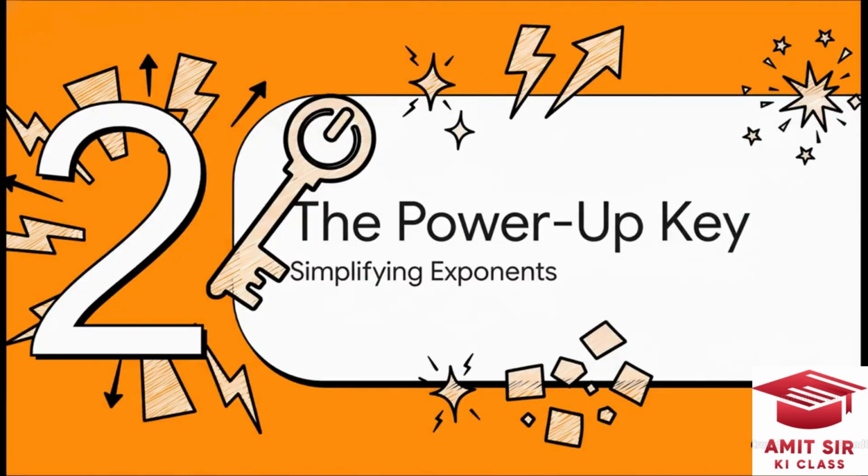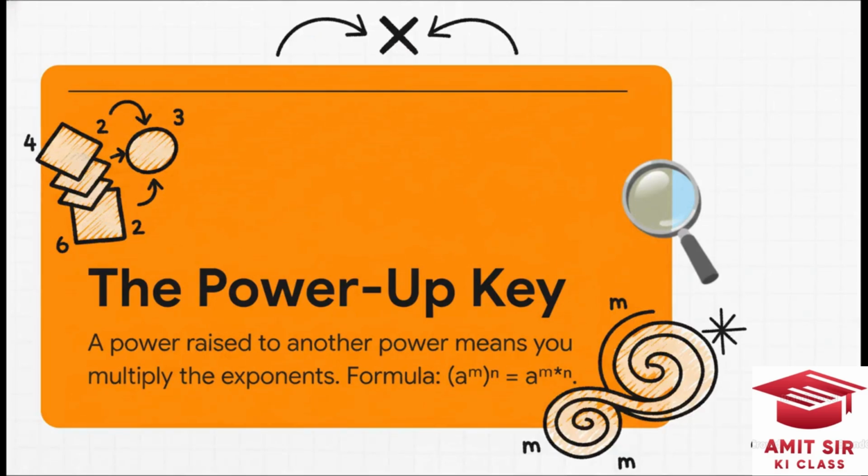All right, so we've handled what's inside the parentheses, but now we have to deal with those exponents hanging out on the outside. And for that, you guessed it, we're going to need our second key. Let's call it the power-up key. This rule is also super straightforward. When you have a power that's raised to another power, you just multiply them together. That's how we're going to combine the exponents we already have with the ones outside the parentheses.